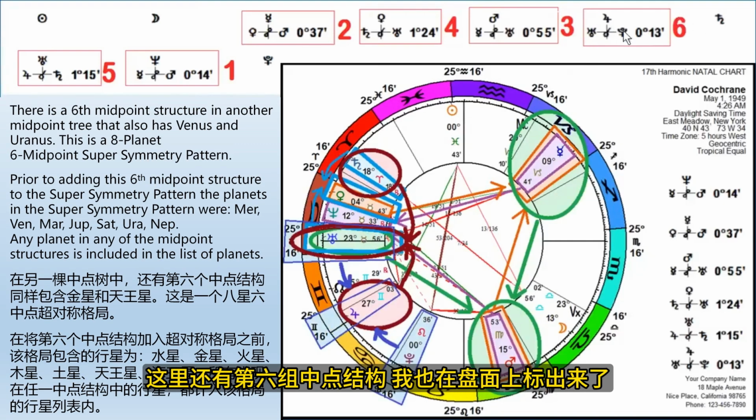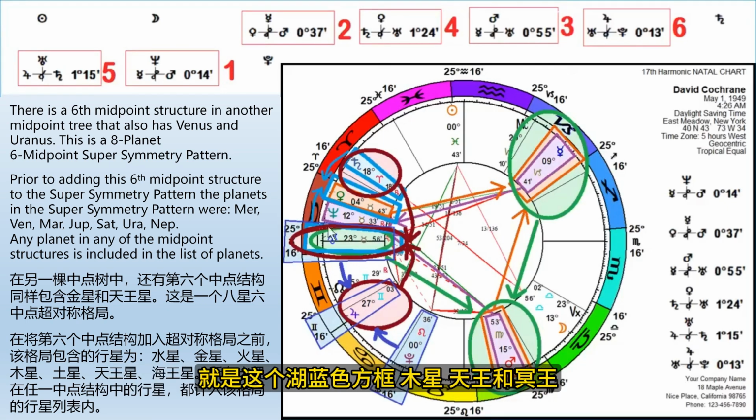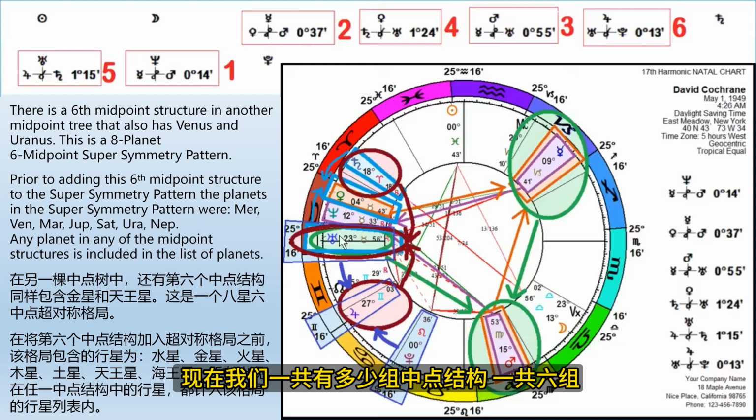By the way, I've listed them here as well in the midpoint on the wheel. Anyway, the sixth one going in this order, Jupiter conjunct Uranus, Pluto, and that's a strong one. And what color did I put that in? Jupiter at Uranus, Pluto. I put that in light blue. That's this light blue rectangle. Light blue. Jupiter, Uranus, Pluto. So there they are.